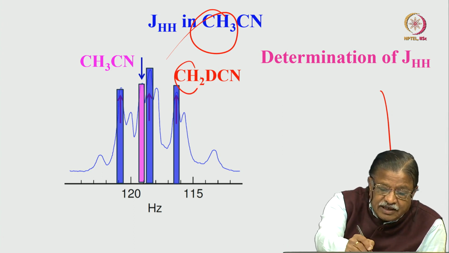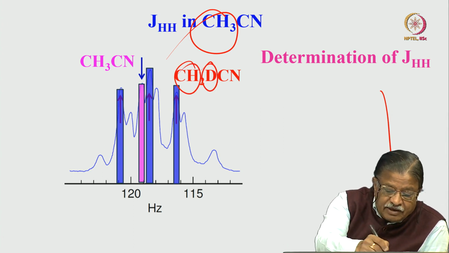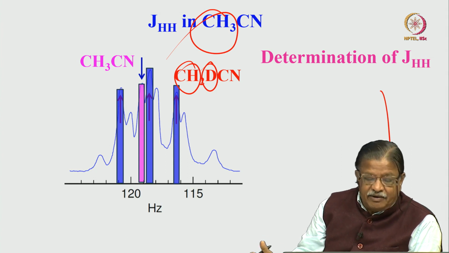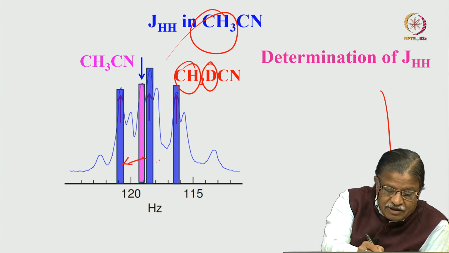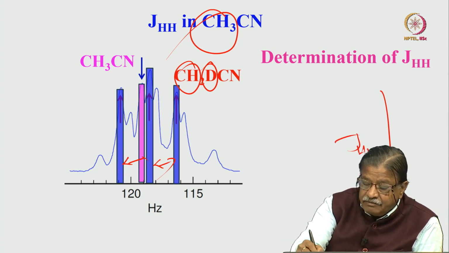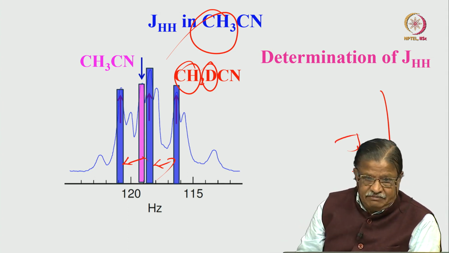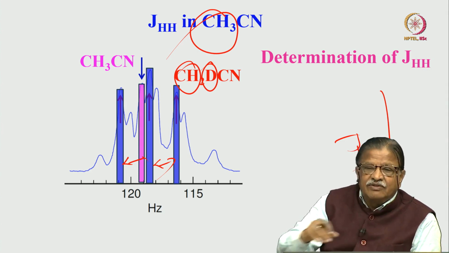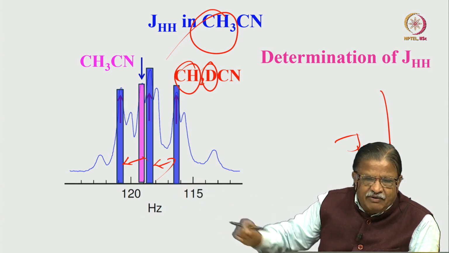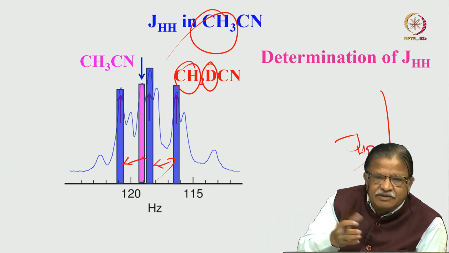Then I will look for the CH2D proton. Because of deuterium, it is going to be 3 lines of equal intensity. Deuterium is spin 1. Now measure the separation. It gives you JHD. Use the ratio of gamma of proton to gamma of deuterium, 6.488, whatever I gave you. Multiply by this, and you get the HH coupling.